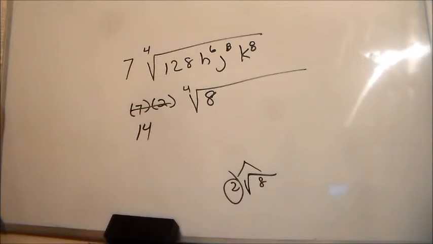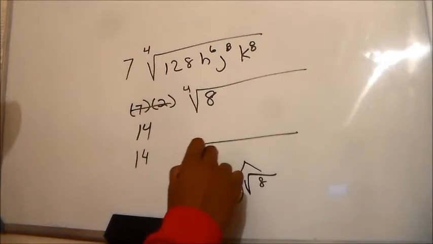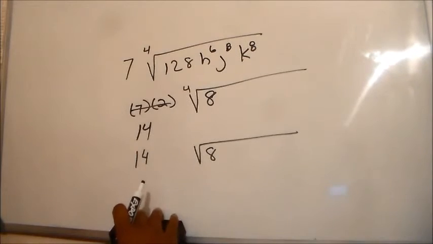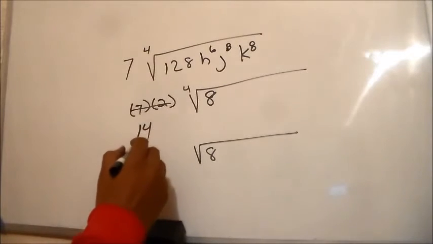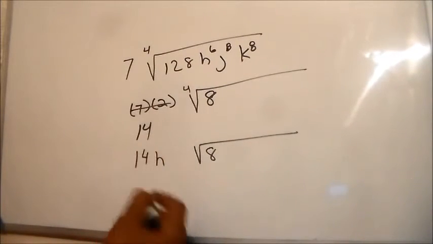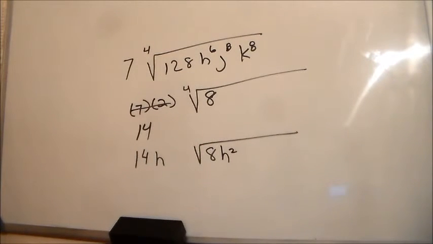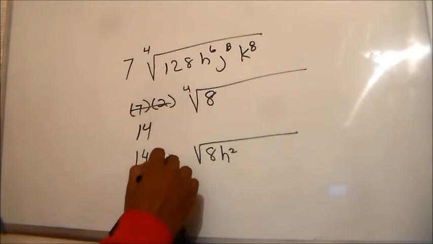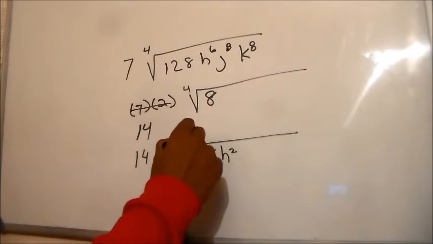14, we might as well break that down to 14. So we have 14. I'm going to give myself some space. Root 8. Alright. To find out what we're going to do, 4 goes into 6 one time. So H comes out one time. The remainder is 2. J, 4 goes into J, 8 twice. So J squared, K squared. And that's our final fourth root.